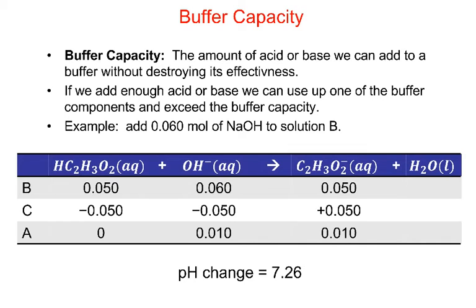So if I add more strong acid or strong base than I have of the required buffer component, we're going to exceed the buffer capacity. So the buffer capacity is how much we can add without destroying a buffer's effectiveness.